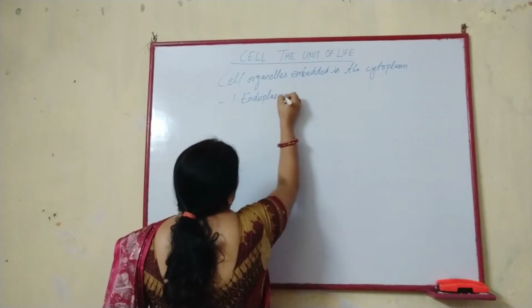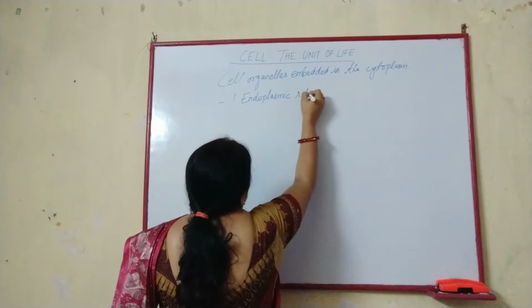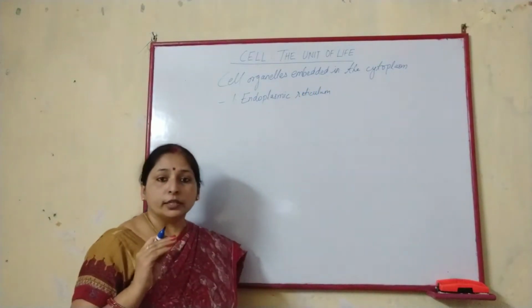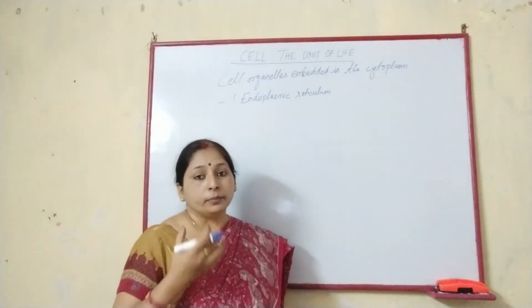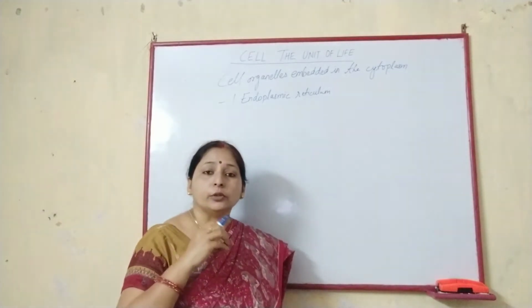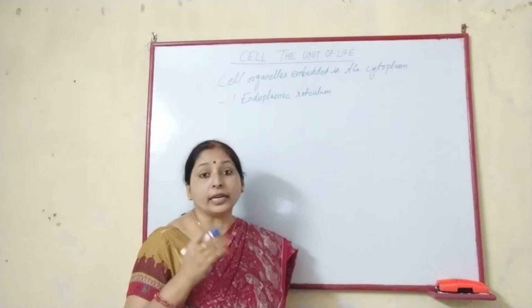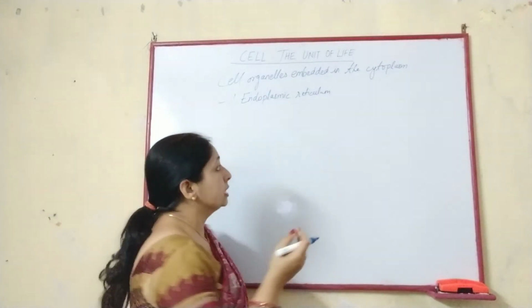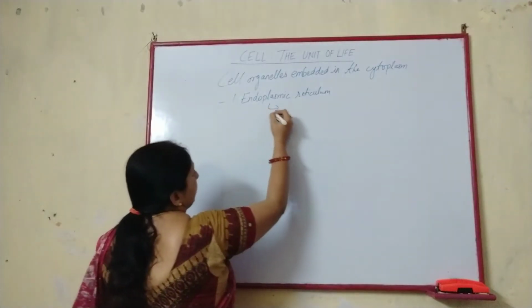Endoplasmic reticulum is an irregular network of double membranous structure. At the inner end, it is attached to the nucleus. At the outer end, it is attached to the cell membrane.